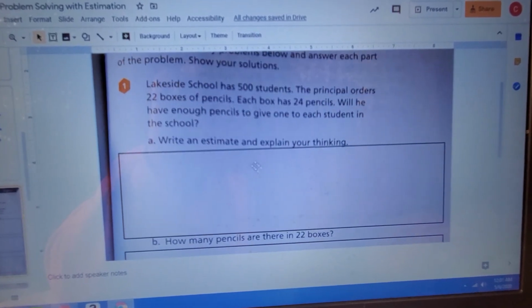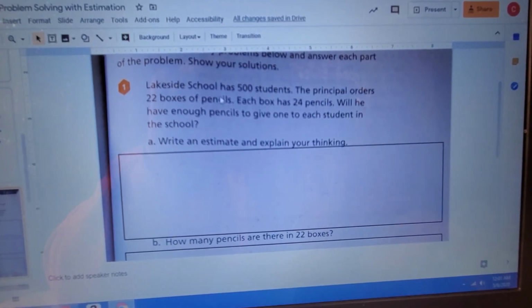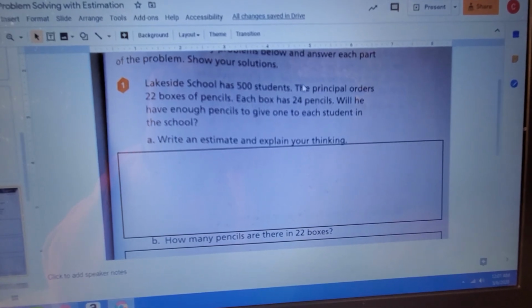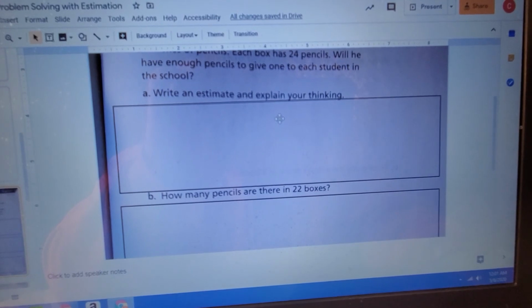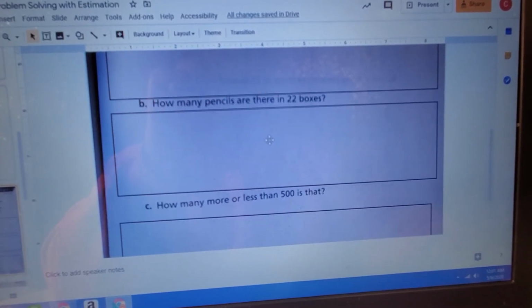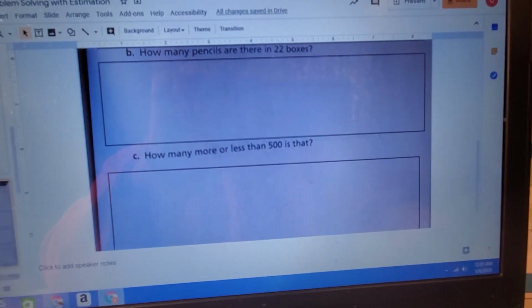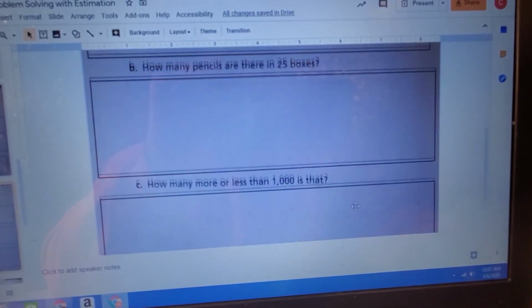But here's the first page. Lakeside School has 500 students. Principal orders 22 boxes. This is almost like the Mr. Mealy problem. So if you look at the Mr. Mealy problem, you can see it's almost set up the same way. Okay, let's go back up.